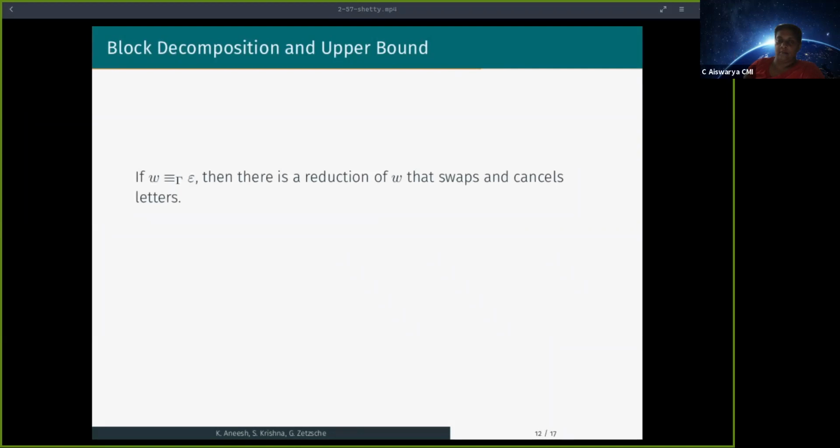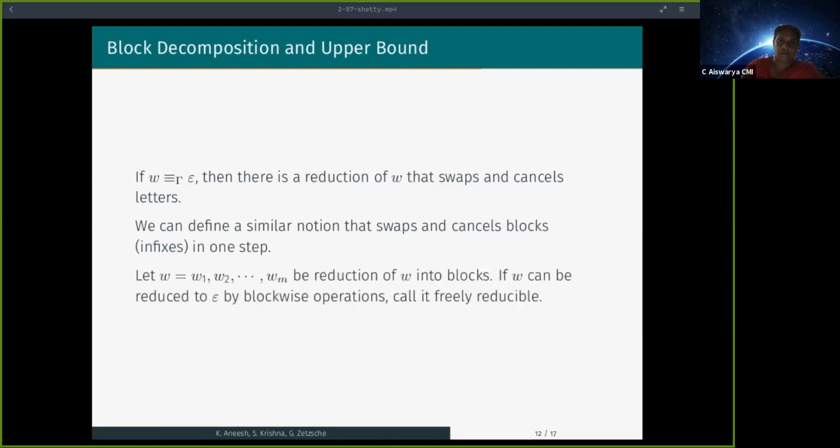If W can be reduced to empty, then there is a reduction that swaps and cancels letters. We can define a similar notion that swaps and cancels blocks or infixes in one step. Let W1 to Wm be a reduction of W into blocks. If W can be reduced to empty by blockwise operations, we call it freely reducible. Such a block decomposition always exists for an acceptable word. Since the letter by letter decomposition is a trivial one, we will usually take a coarser decomposition. We note that blocks are maximal in nature.